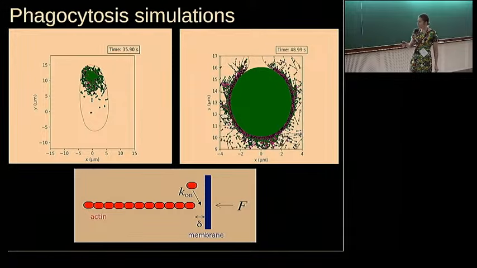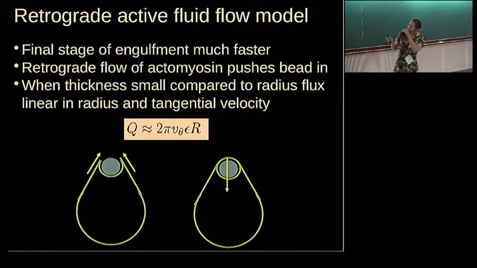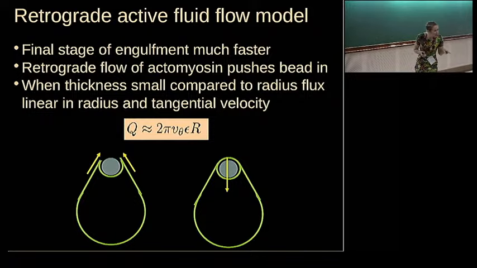Oh yes, I forgot about this cartoon. That's simply to show the Brownian ratchet mechanism of how the polymerization is actually pushing against something. That's thanks to an old paper, I think, by Jean-François. Anyway, okay, so how am I doing with time, sorry?